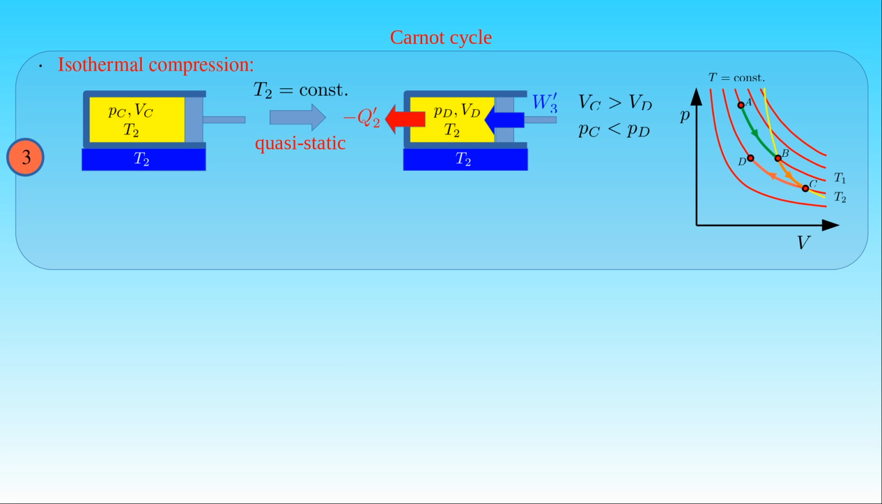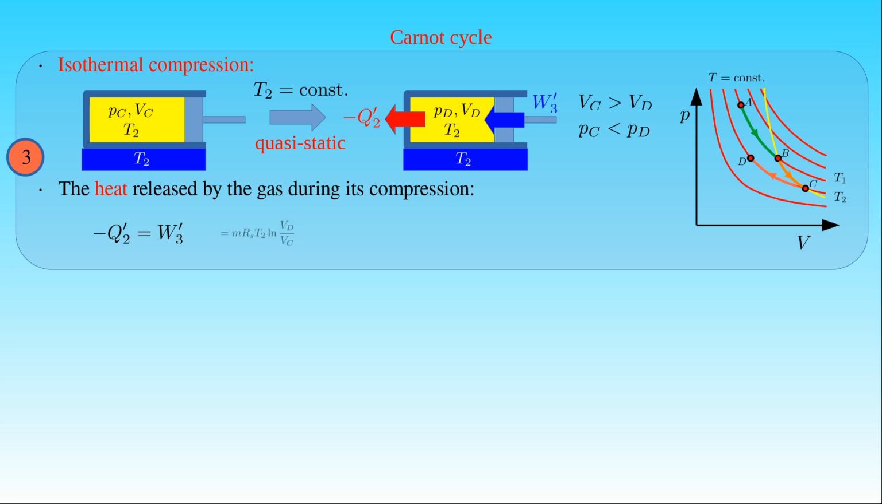The arrow on the curve points from the state C to the state D, which is the opposite direction of the isothermal expansion between the states A and B. We can calculate the heat Q'2 released by the gas during its isothermal compression. From the first law of thermodynamics we obtain that minus the heat Q'2 is equal to the work W'3 done by the gas, because the internal energy of the gas remains constant.